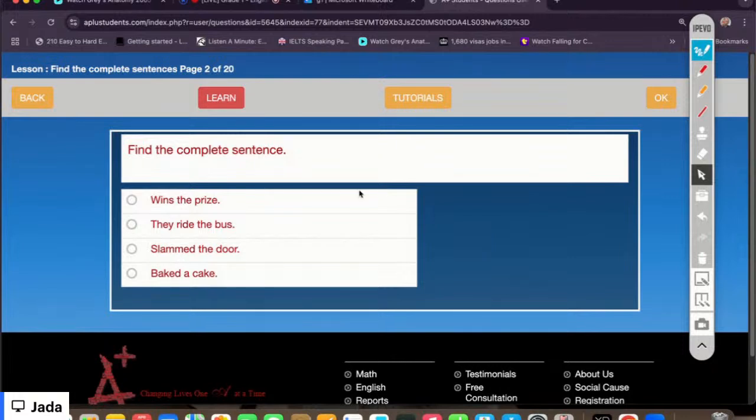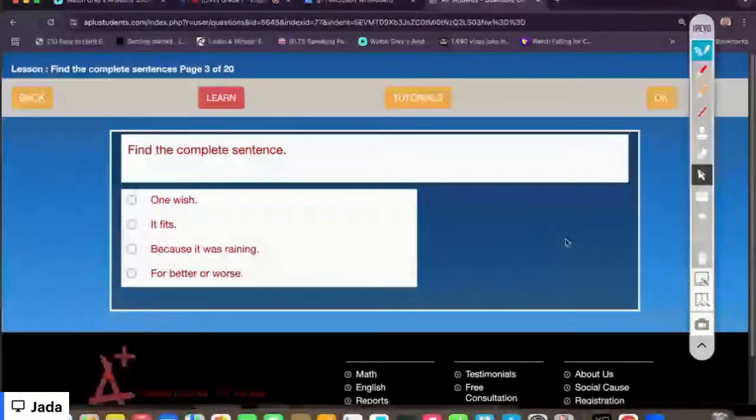Alright, so we have "They ride the bus." This is the complete sentence. Find a complete sentence. One wish. It fits. Because it was raining. For better or worse. Which is the complete sentence here?